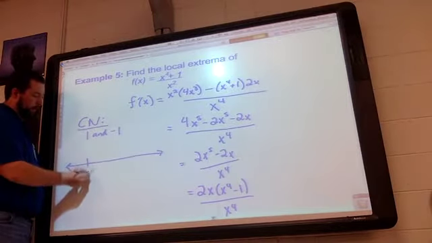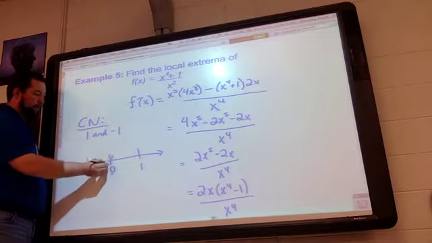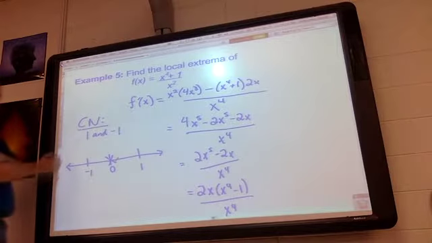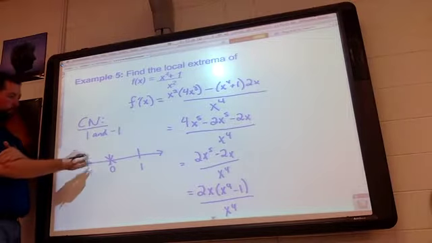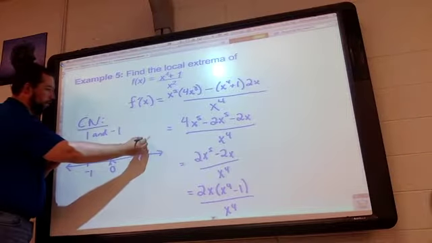So we got -1, 0, and 1. I might put an X through the 0 on my number line just so I know there's not going to be a local min or max there. All right, and then we start plugging in some values. We plug in -2, -0.5, 1/2, and 2.